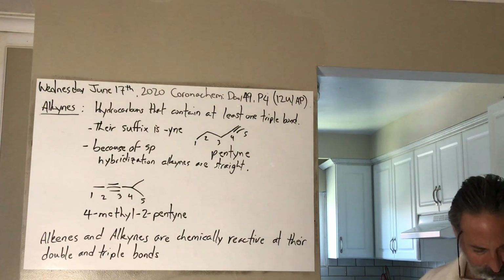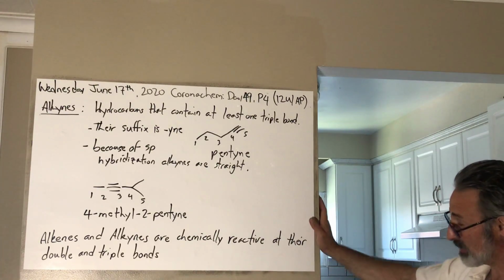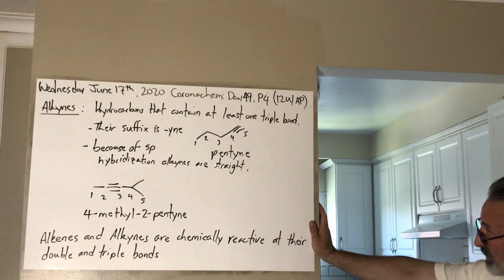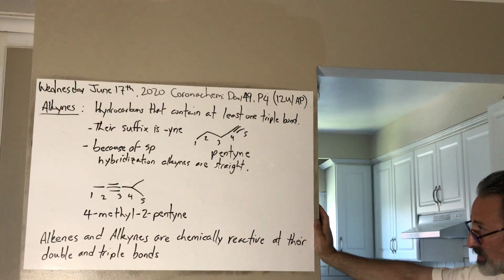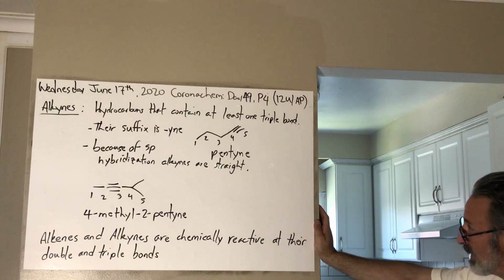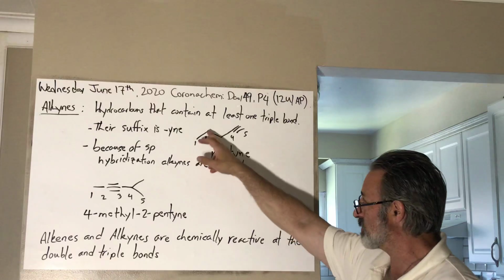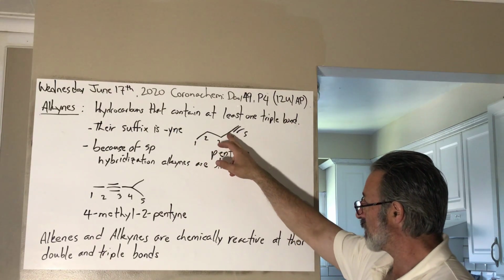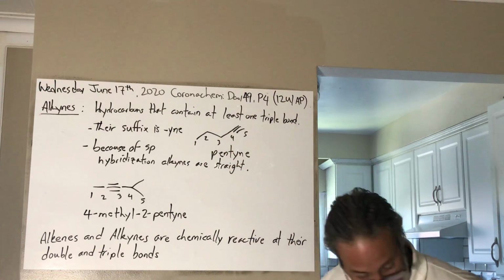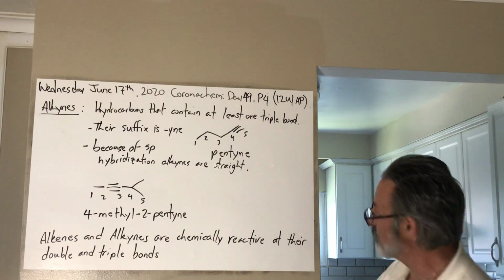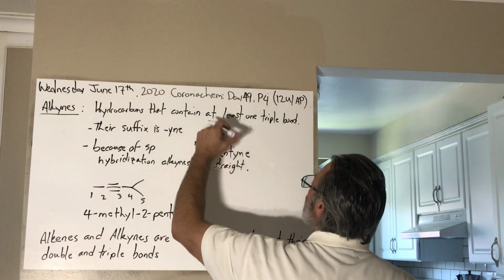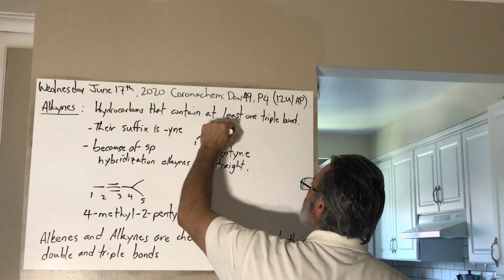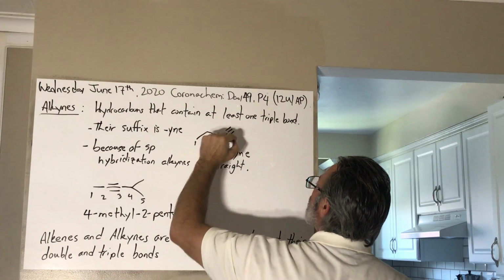So briefly then, alkynes. They are hydrocarbons that contain at least one triple bond. Their suffix is "-yne", Y-N-E. And an example of that is pentyne. You see there's 5 carbons here, 1, 2, 3, 4, which I drew badly. Let me redraw that so you don't get confused from it. There's the 4th carbon, and then at the 4th carbon you have the triple bond.